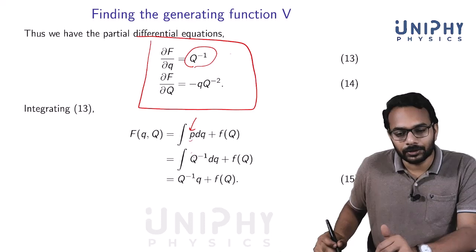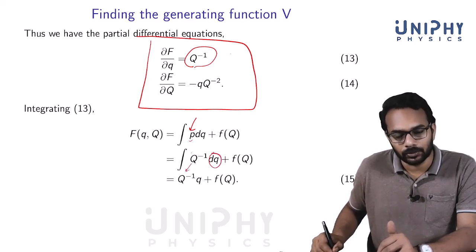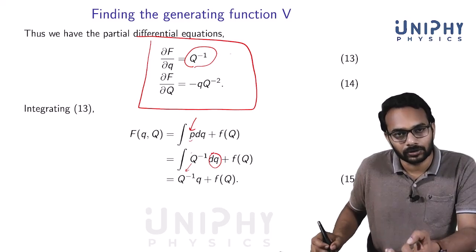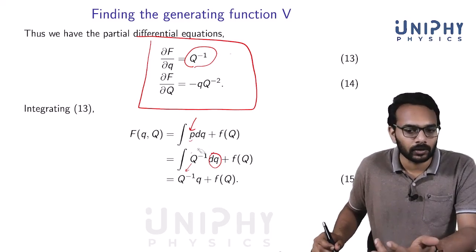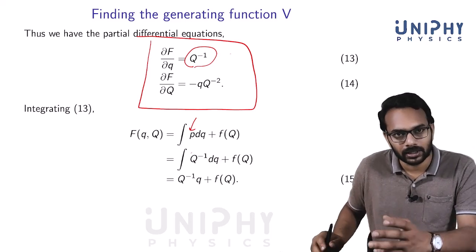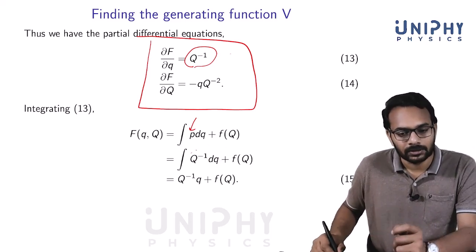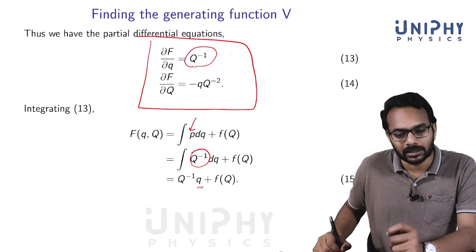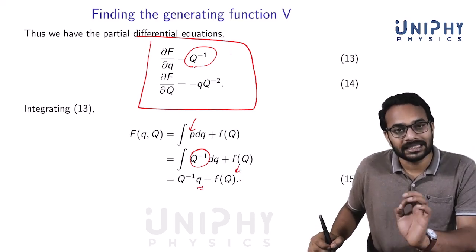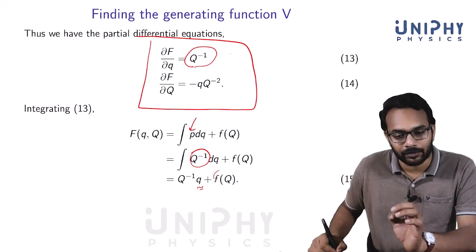Okay. So this q raised to minus 1 will remain exactly the same, and you have got this dq. Right. So when you integrate with respect to small q, capital Q looks like a constant. You don't have to worry about it, because we are talking about a partial differential equation. So this is simply Q inverse multiplied by small q and then some function f of q.